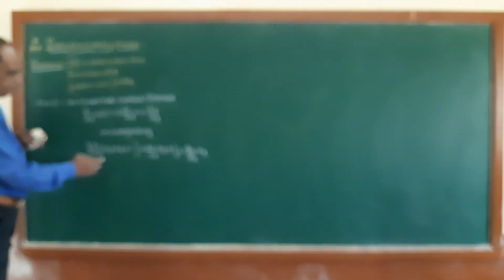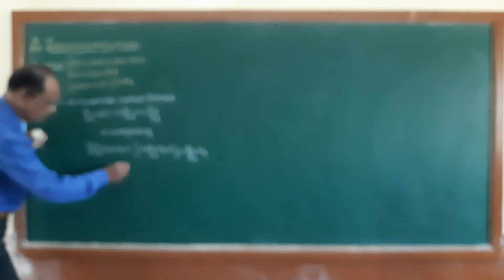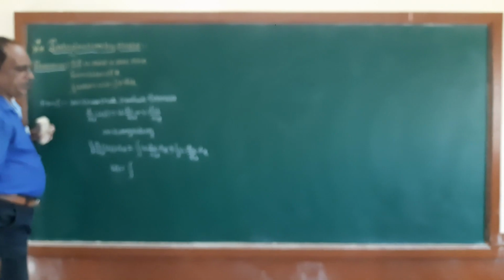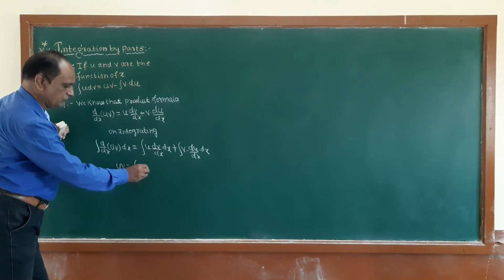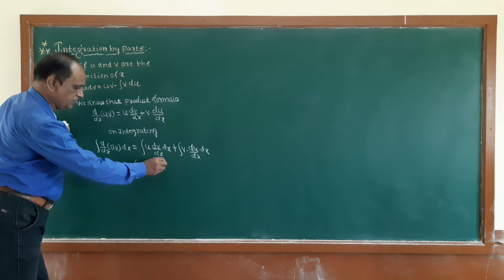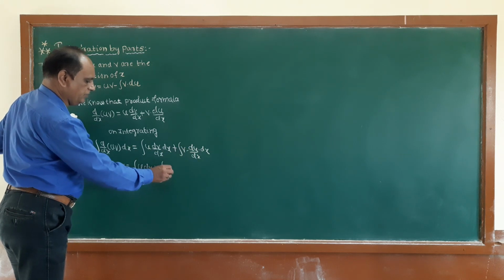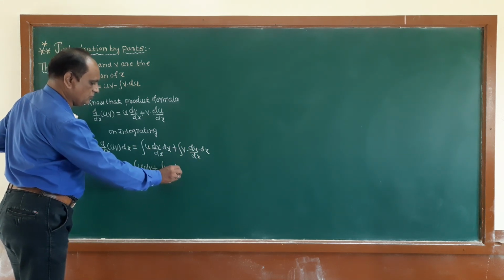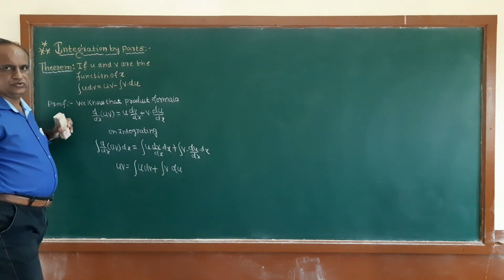So this term's answer becomes u into v, that is, equal to the integral of u into dv, if we reset dx, then plus the integral of v into du, if we reset dx, totally the term v into du.